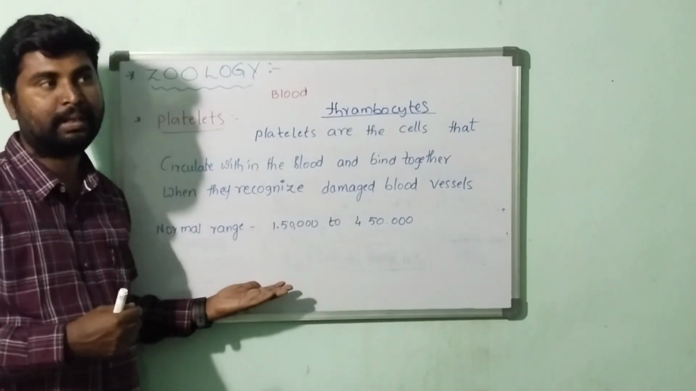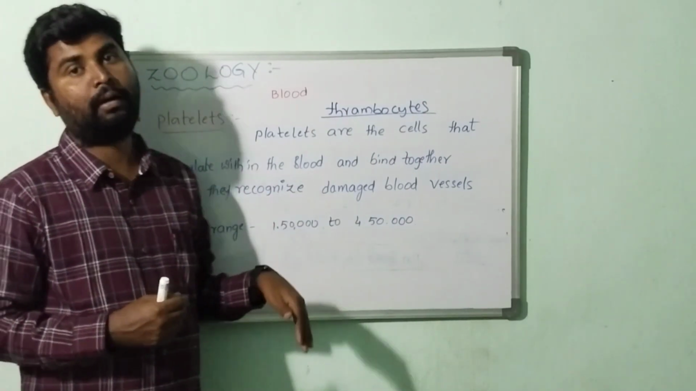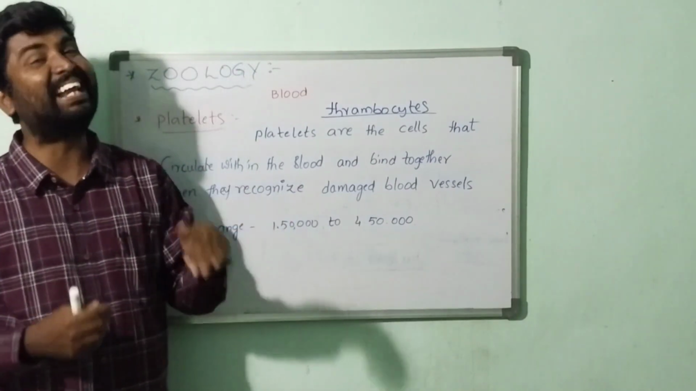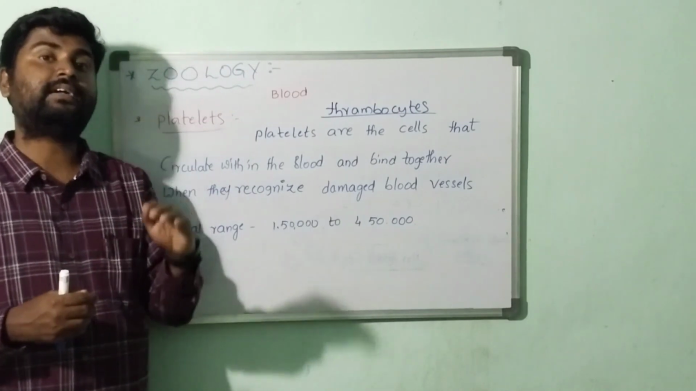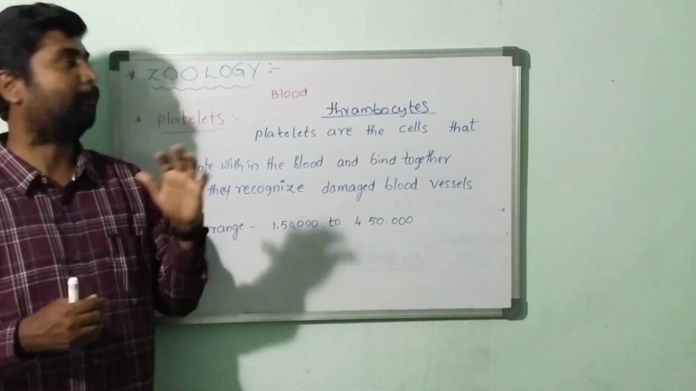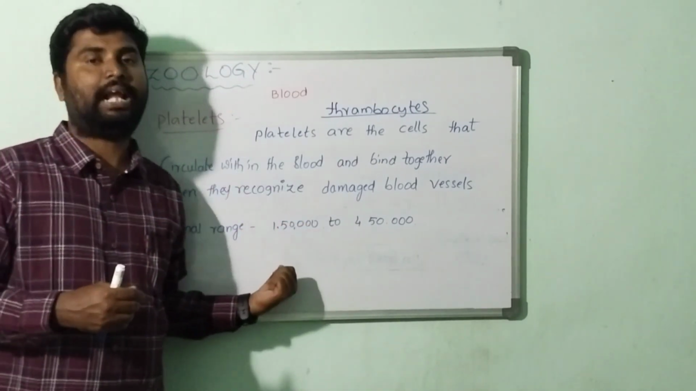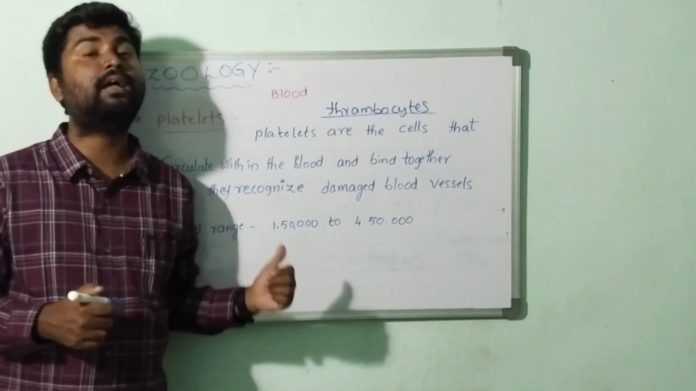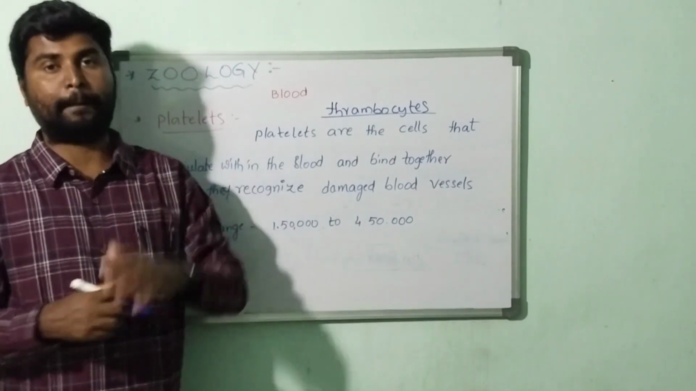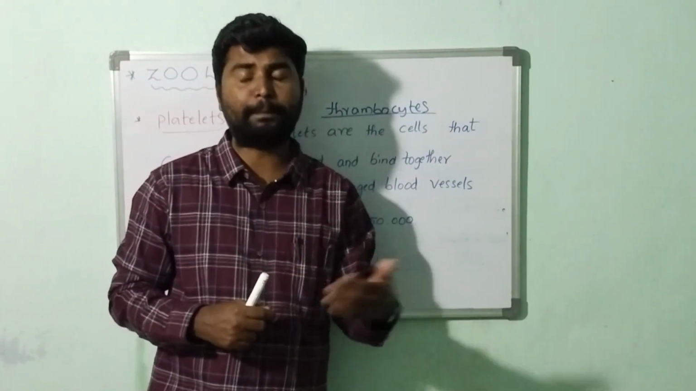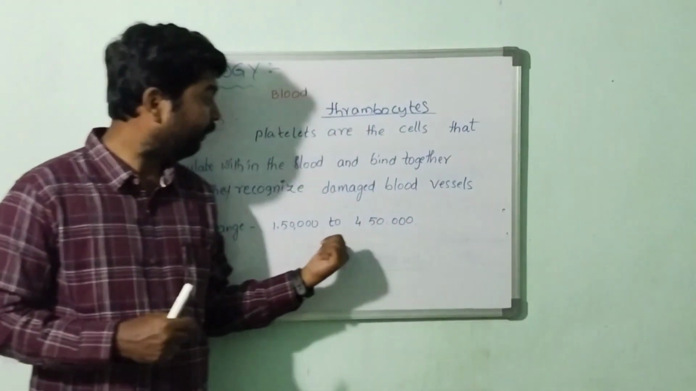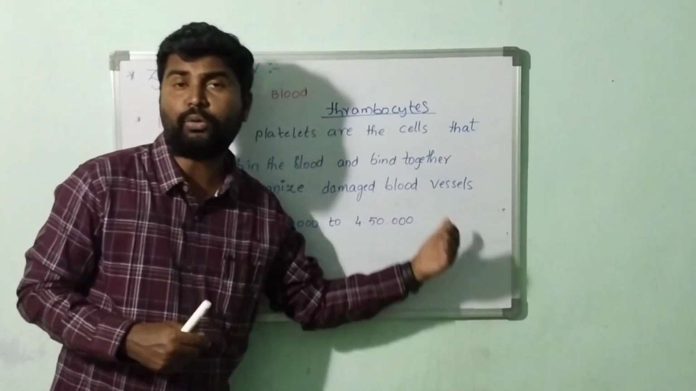In some people, a patient loses platelets and the count gets down below 1,50,000. That stage we call thrombocytopenia. Thrombocytopenia means the count of blood platelets is below 1,50,000.